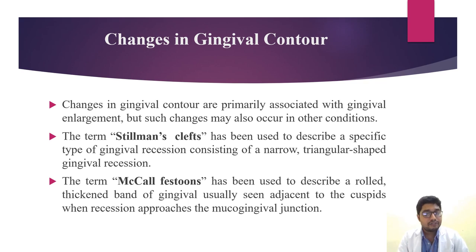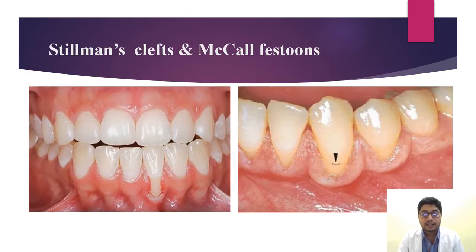The term McCall's festoons has been used to describe a rolled thickened band of gingiva usually seen adjacent to the cuspids, especially in the canine regions. You can see it when recession approaches the mucogingival junction. And this is the clinical image: the first image is that narrow area of recession, Stillman's cleft, and that is McCall's festoon. See the festoon, the fibrotic bands over the cuspid areas.